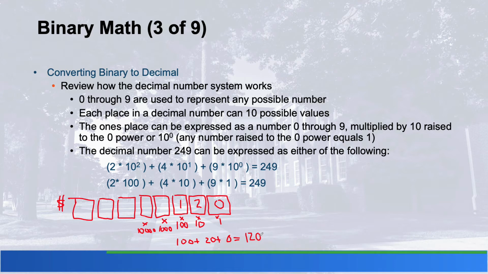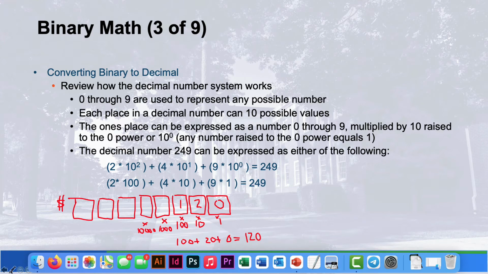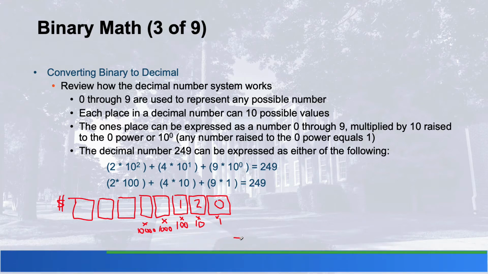Okay? So base 10 or decimal is where the places are multiplied times 10 every time you move a place over. Let me show you what binary looks like. We're going to go ahead and make a new picture. We're going to use the same places.